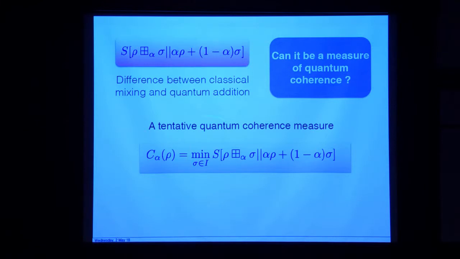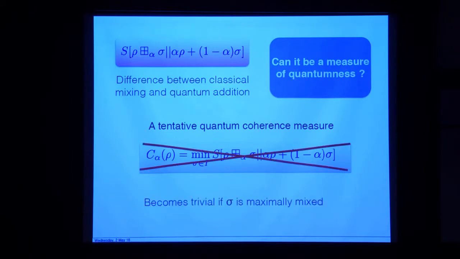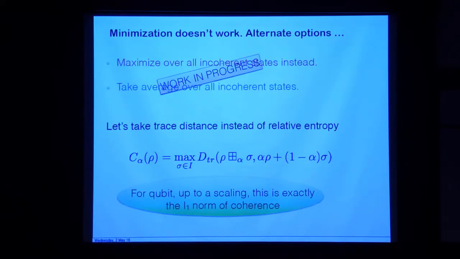So the first thing we tried was to minimize over all incoherent states, taking sigma as an incoherent state. And surprisingly, you could prove all the properties, but then it becomes a trivial thing, because if you choose sigma to be the maximally mixed state, then this will be 0, and you want something finite. So this is something you don't want. This is not a good measure of quantum coherence. The other option is the following: you can try to maximize over all incoherent states, and you could also take the average over all incoherent states, and maybe that will be a measure of coherence.